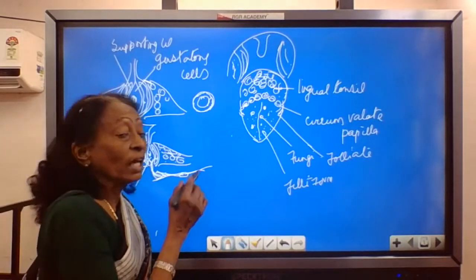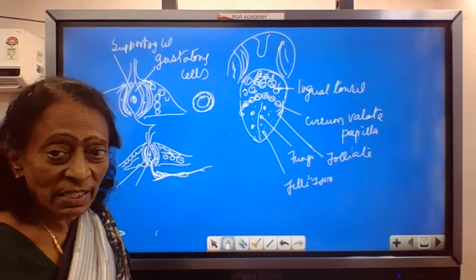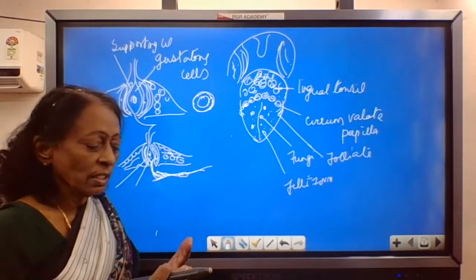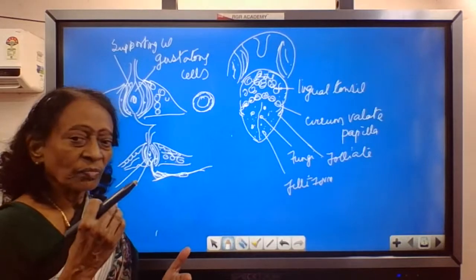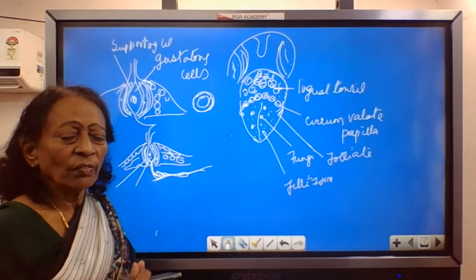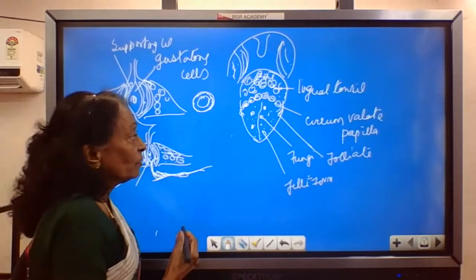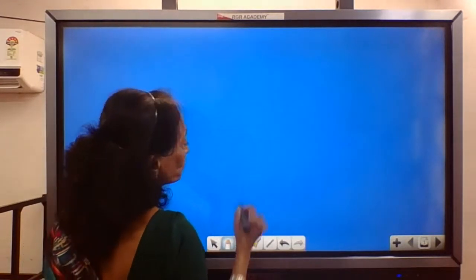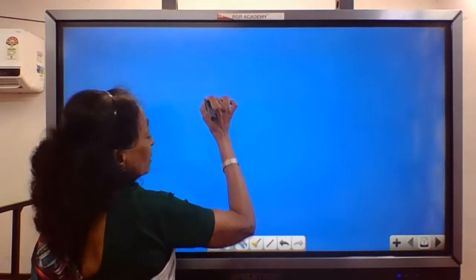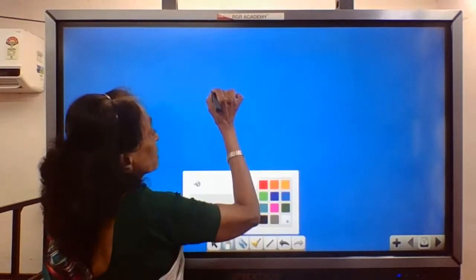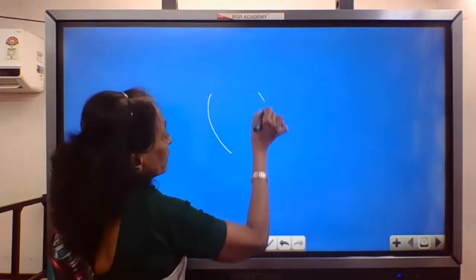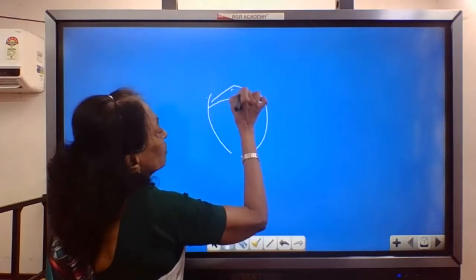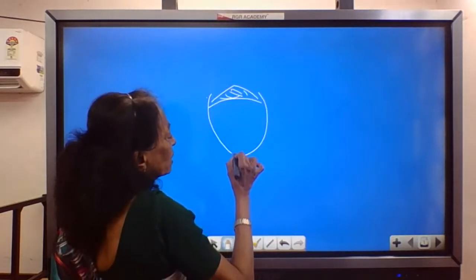So this is about sensation. Now what are the different taste sensations? Bitterness, sweetness, sour, and salty. Now if you take the tongue, the posterior part, where all the papillae are, the groove is there. This is the area where you will feel the bitterness.